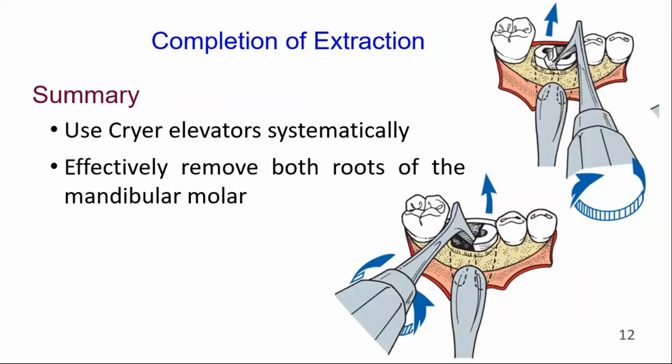By systematically using the Cryer elevators, both roots of the mandibular molar can be effectively removed. Even if the crown is missing, the Cryer elevators used in sequence ensure that both the mesial and distal roots are extracted without excessive force or damage to the surrounding bone structure.